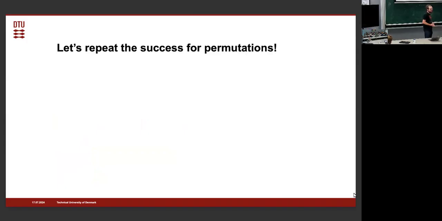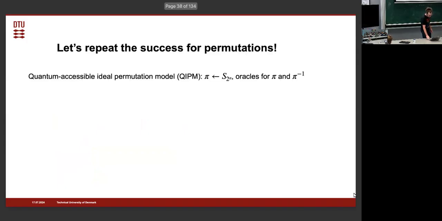Let's try to repeat the success. I mean, it was very successful, this technique. And let's try to do the same. Here we're looking at the setting where we have a random permutation now, and let's stick to the setting where the input space is n bits. So we have some element pi from the permutation group on 2 to the n elements.